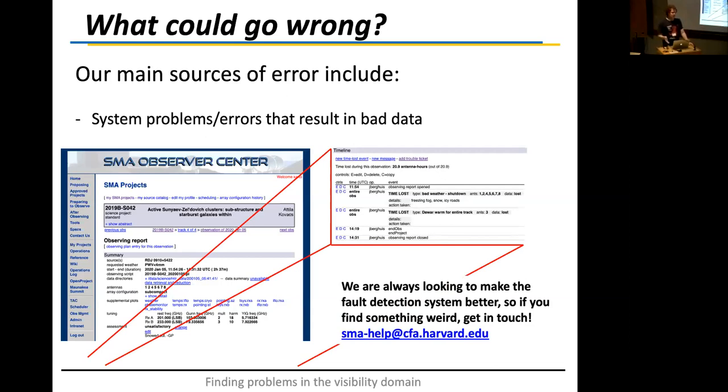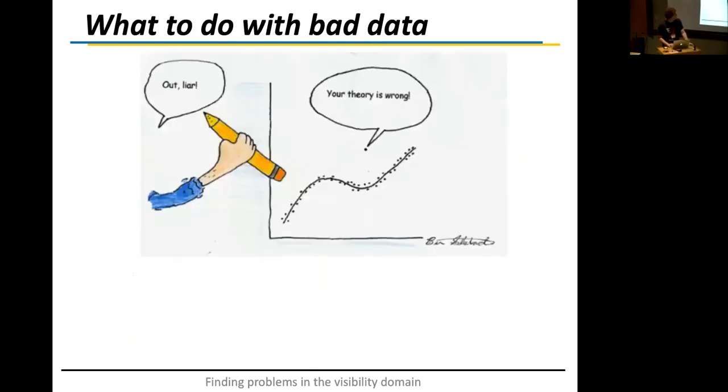So if you happen to get SMA time and you notice that there's something weird or something that you had to correct after the fact, we definitely want you to get in touch with us because we want to make this as robust and easy to use an instrument as possible. And part of that relies on getting feedback from our users to know what it is when things have gone wrong. So what do you do with bad data?